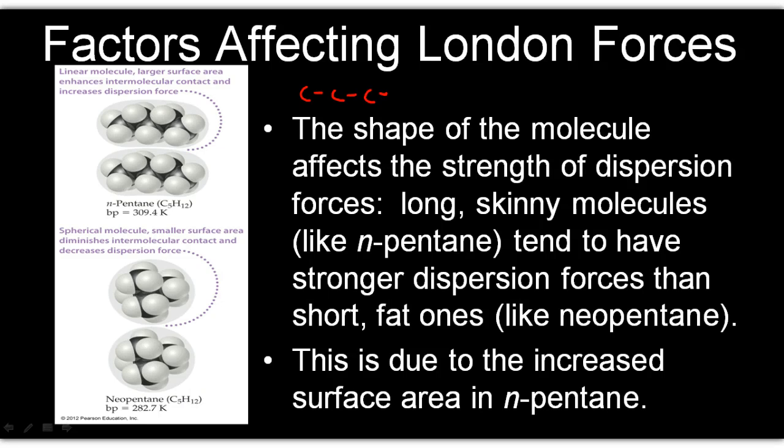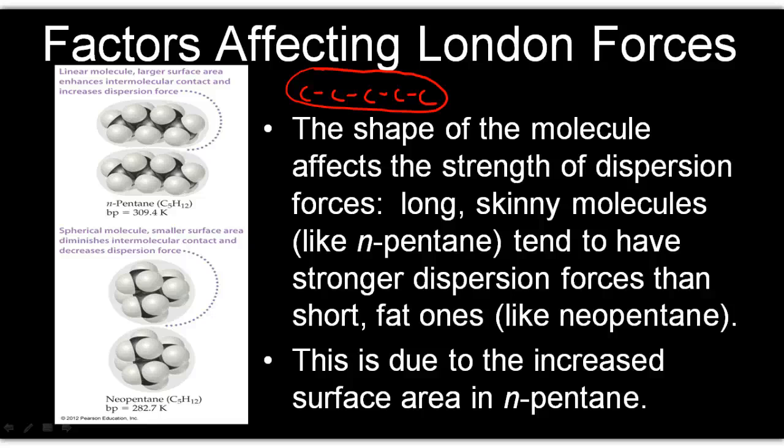The top one here has more surface area. So you have 5 carbons in a row, so I have all this surface area on the outside, which is open for attraction to others. So again, the carbons imply you have these hydrogens, and then of course you have these electrons that are out there as well, so you have more potential for attraction.